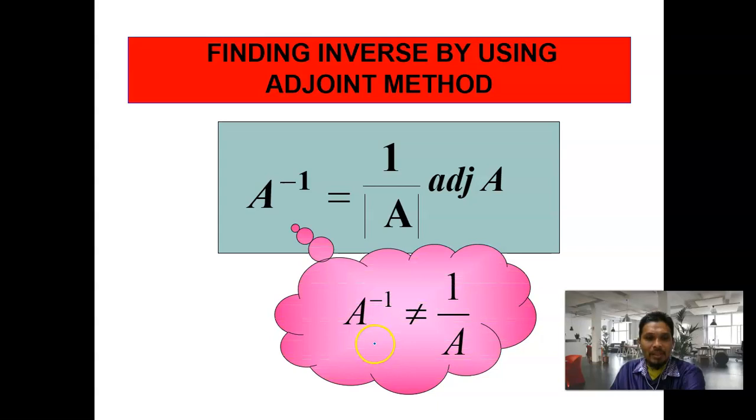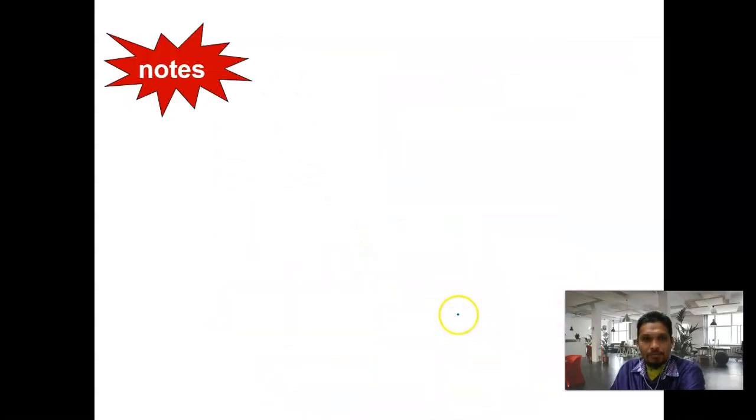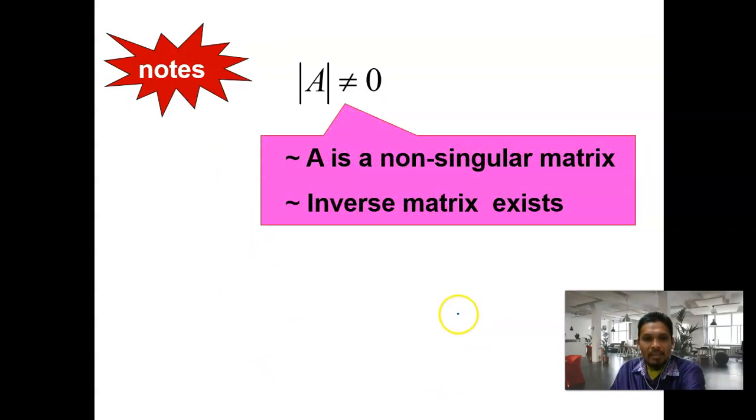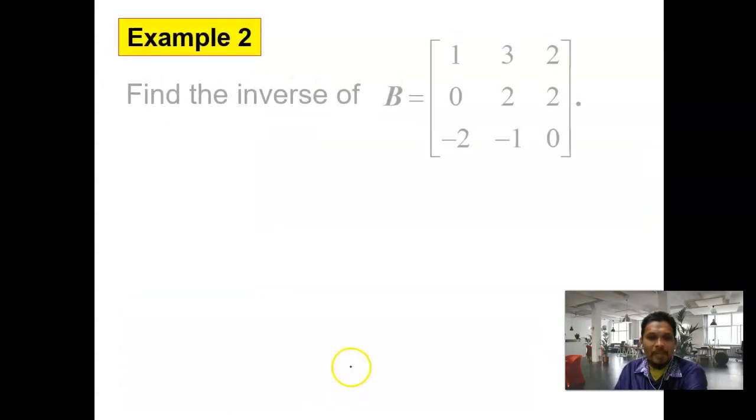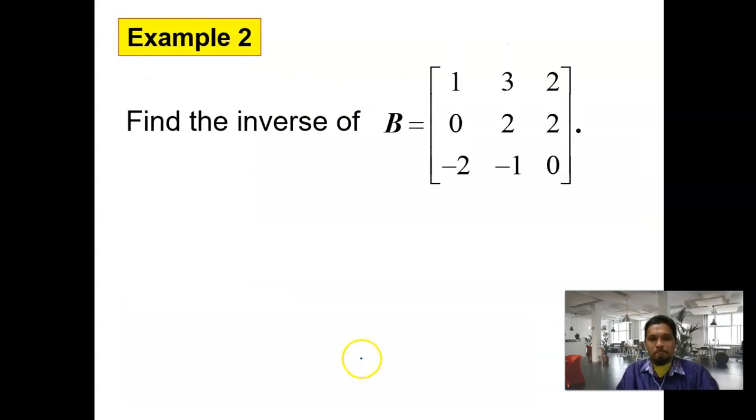Okay, so now A inverse is not equal to 1 over A. So there's no division in this topic of matrices. Okay, what we have is only an inverse. Okay. A is a non-singular matrix. Inverse matrix exists here when the determinant of A is not equal to 0. And if the determinant equal to 0, A is a singular matrix and inverse does not exist. Okay.